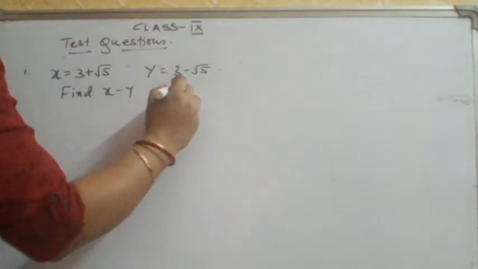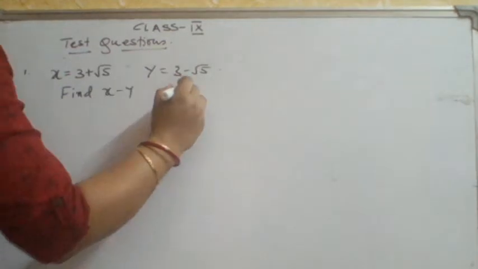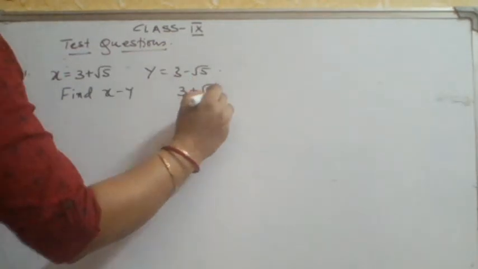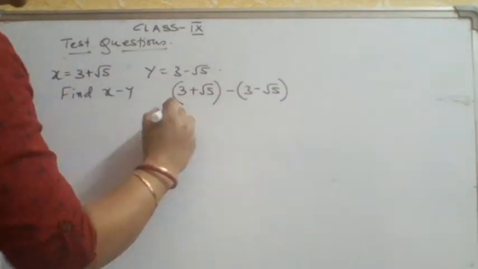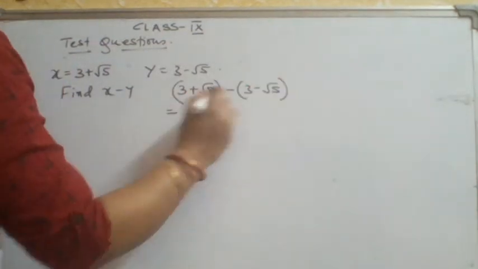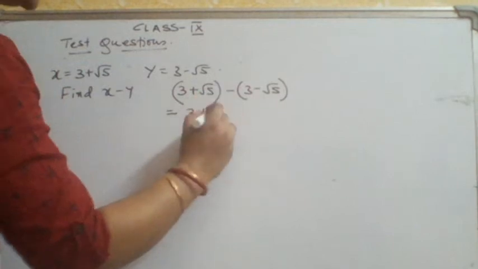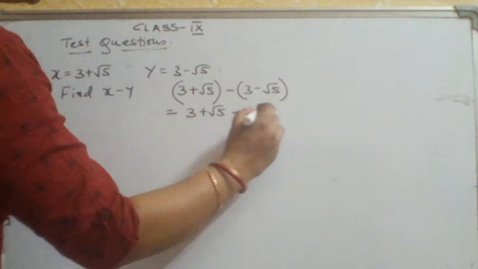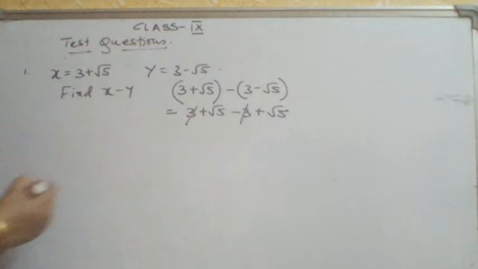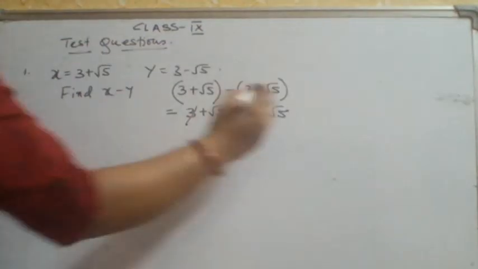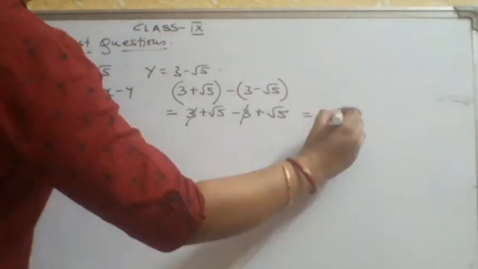So simply you need to do it like this: (3 plus root 5) minus (3 minus root 5). When you open the bracket, take care of the plus and minus sign. This is 3 plus root 5 minus 3 plus root 5. So 3 gets cancelled, and your answer is equal to 2 root 5.